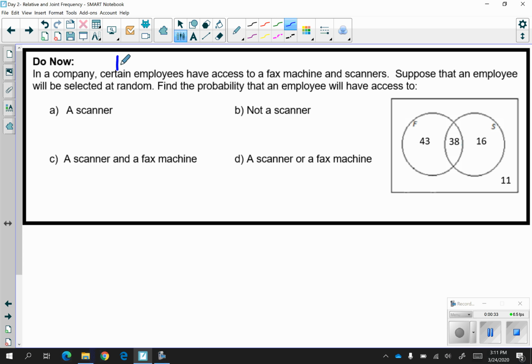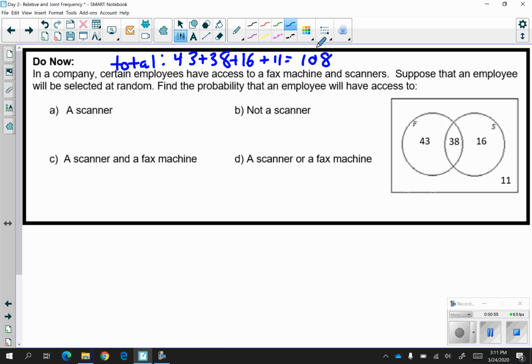So the total is going to be found by adding up all of the numbers in there. 43 plus 38 plus 16 plus the 11 on the outside that don't use either, and that's going to give you a total of 108.